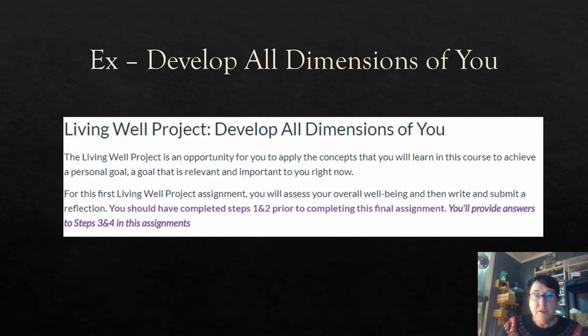In the very first one, the first Living Well project is called Develop All Dimensions of You. For each Living Well project, there is a description of it in the introduction. And often, if you pay close attention, there'll be some direction about what you should complete. So for this very first one in the purple, you already completed steps 1 and 2, and now you're going to provide answers to steps 3 and 4.